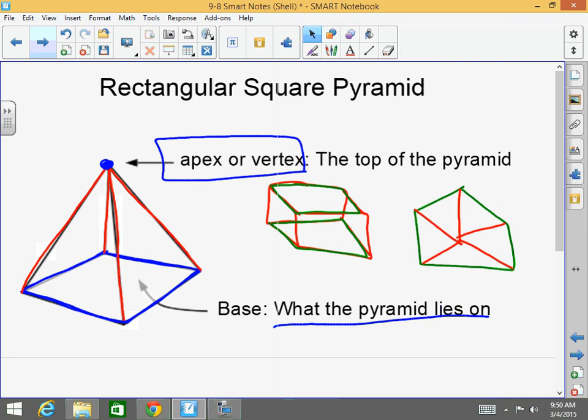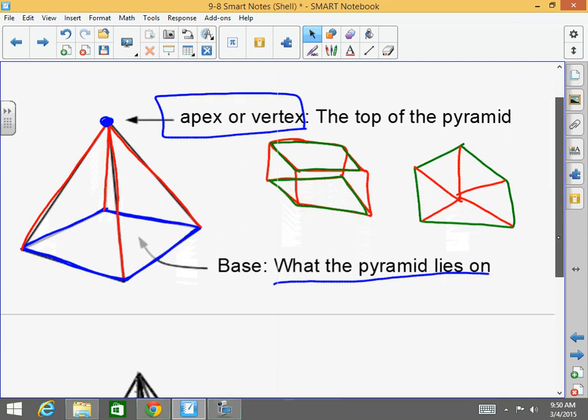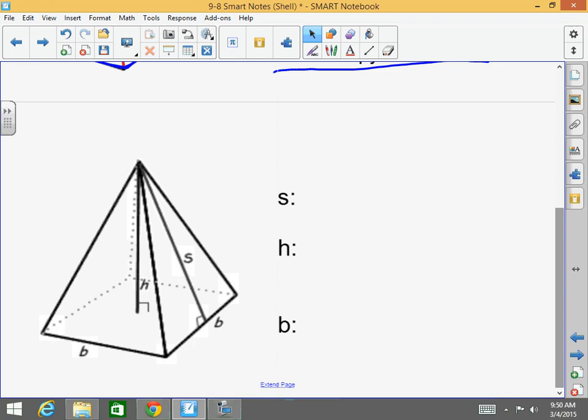Now, when we're talking about pyramids, there's quite a few things we have to memorize. Okay, first of all, S. S is the slant height. The slant height is literally on one of the faces. It is the height of one of the faces. It is on the face. That's why it's called the slant height. Okay?